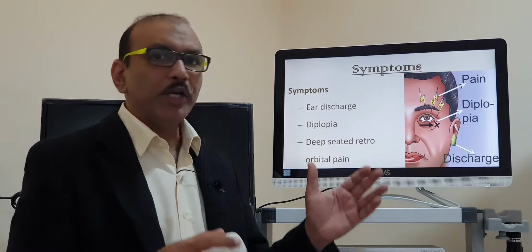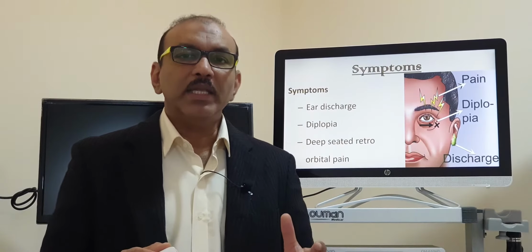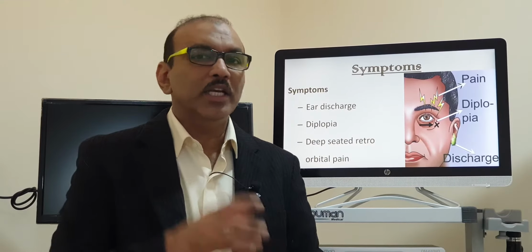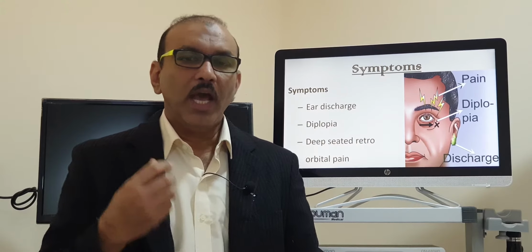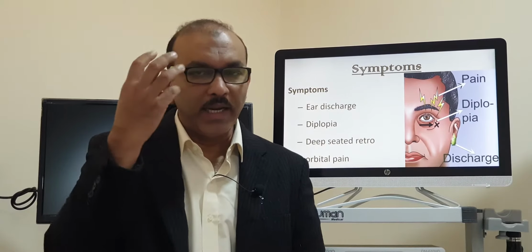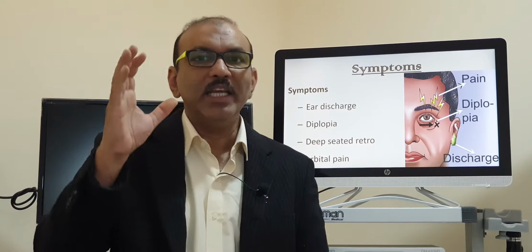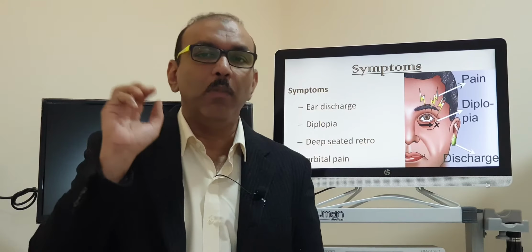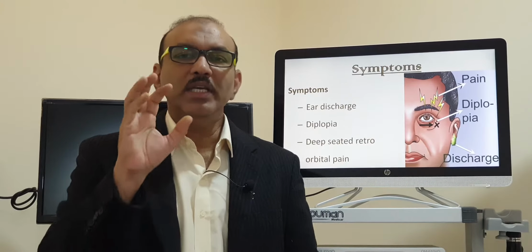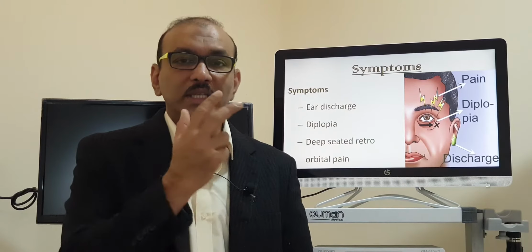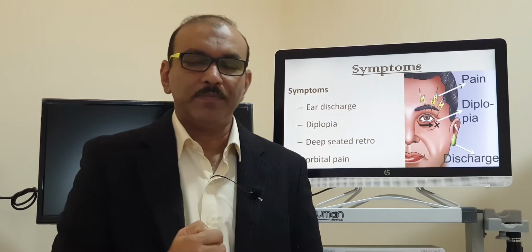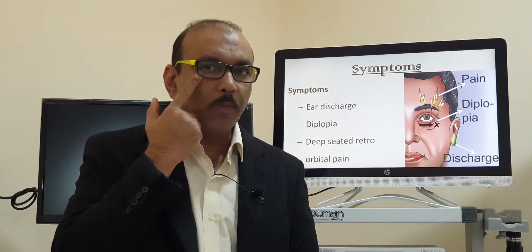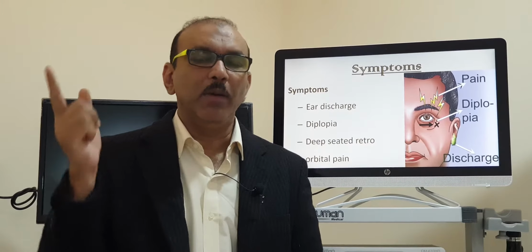So let us go into that. Now the patient complains. He says, I have been having ear infection for a long time and I have got an ear discharge. And of late there is pain behind the eyes, and when I look in one particular direction, I get double vision. So these are the complaints of the patient. These are the three most important complaints: discharge, deep retroorbital pain, and double vision.